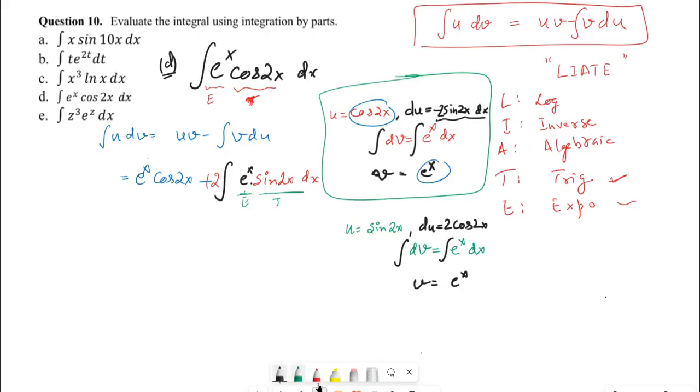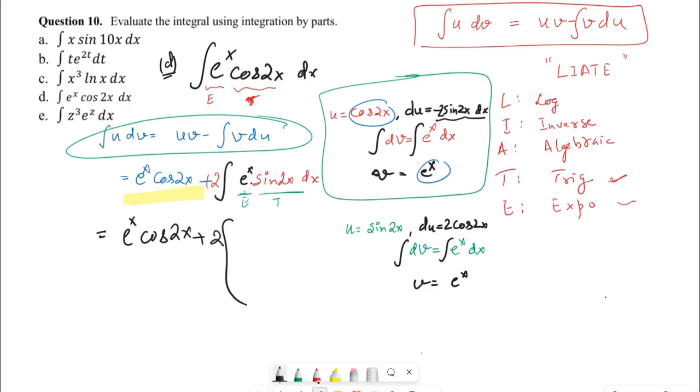So let's write again using this formula. The first part is already done. Don't change anything to that. e^x cosine 2x plus 2. Now this has to be expanded using the uv formula again. uv, so e^x sine 2x minus integral v du. e^x, du is 2 cosine 2x. So 2 comes out, cosine 2x dx.